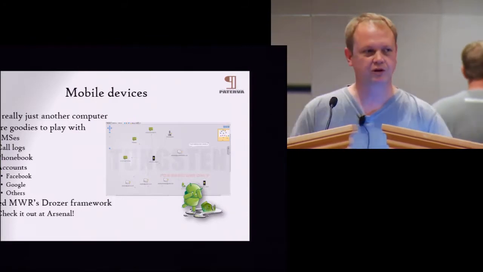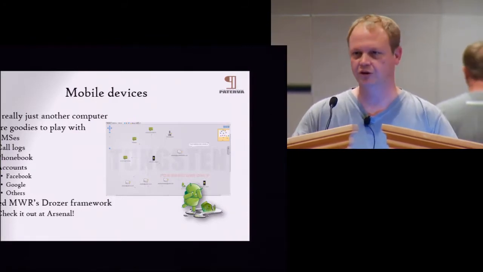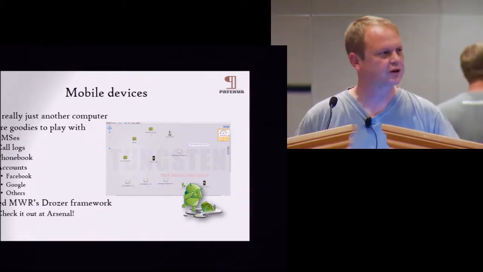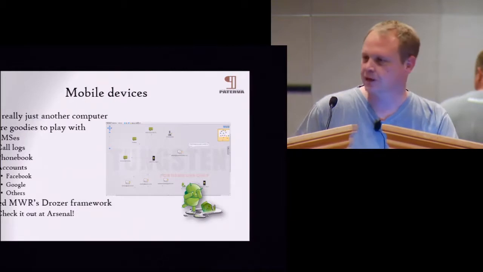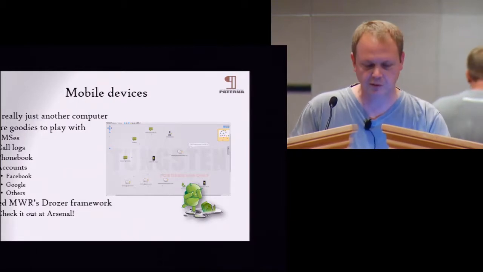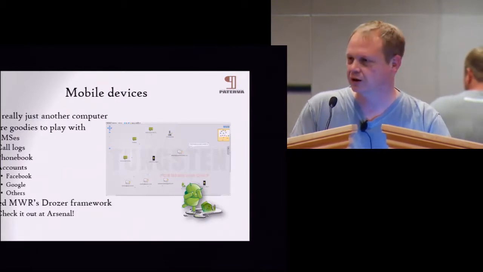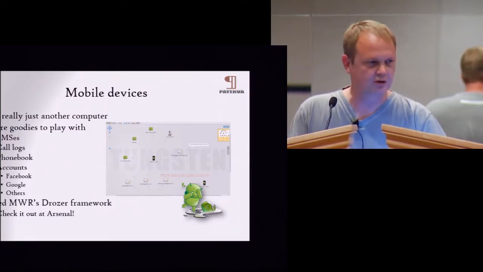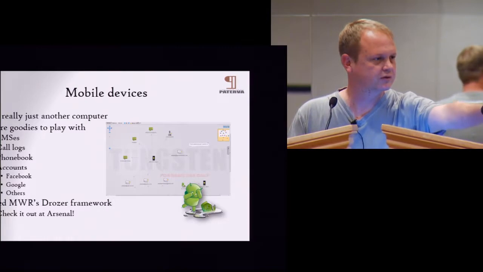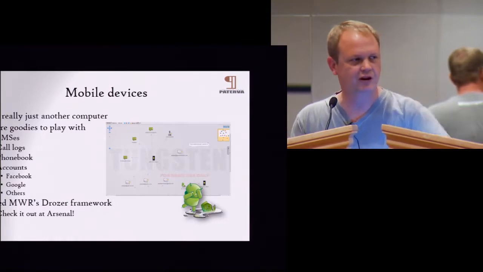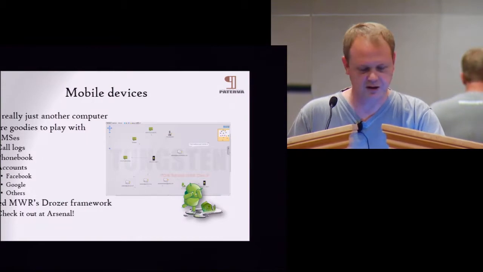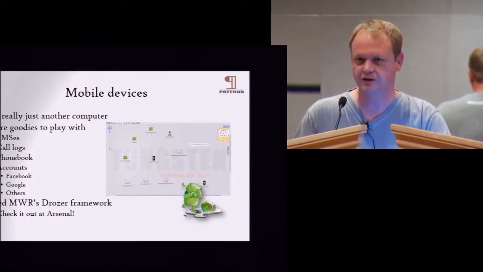So when we start correlating between who phoned who and say this person is in the same address book of these three users, then things start to become interesting. We started building this with MWR's Drozer framework. We got kind of far, but we semi ran out of time. But the MWR guys are here. They're sitting over there. It's those two guys, those South African guys. They're going to be at the Arsenal, so check that out. I think it's going to be pretty cool.